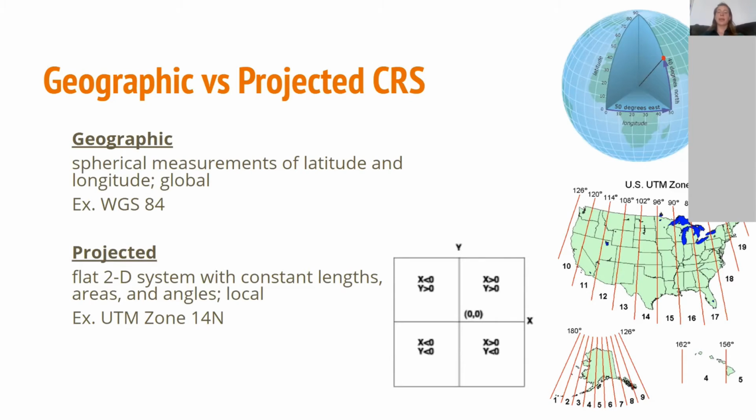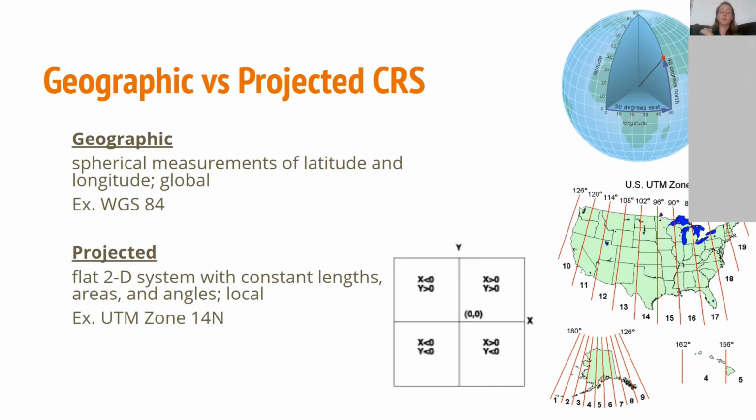The second is projected, and that is when we're starting to flatten out the globe, making something 3D, 2D. That is demonstrated with this X and Y grid. The nice thing about projected is it allows us to keep constant lengths, areas, and angles. So based off of this localized grid, where we're taking a snapshot of the world that we're interested in, we can take in this length or area and have the least amount of distortion or error or assumptions. The most common type of projected coordinate reference system that I use is UTM zones.